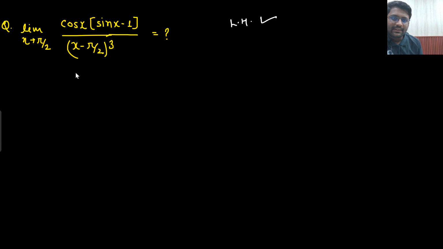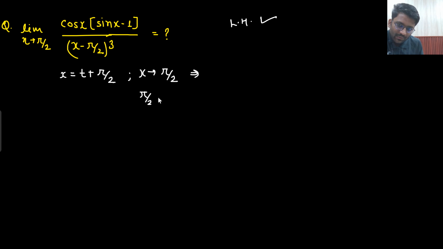Now what if I replace x as t plus pi by 2? Now if I am replacing this thing, if x is tending to pi by 2, that means if x is nearly pi by 2, then what will be t? T will tend to 0. Say yes or no. Basically, if x is tending to pi by 2, what does that mean? That means pi by 2 will be equal to t plus pi by 2. So from here t is coming out to be 0 only. That means t will tend to 0. Do you agree to this point?